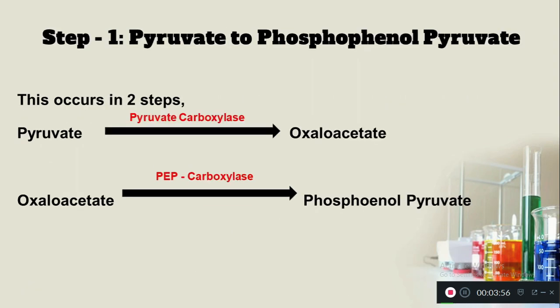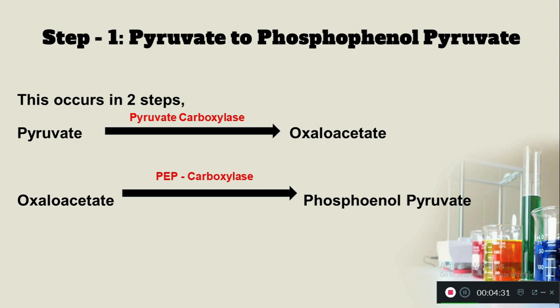The first step, the conversion of pyruvate to phosphoenolpyruvate. So in glycolysis, the last step we are getting pyruvate. So that takes place here. In the first step, what is happening? The pyruvate is converted into phosphoenolpyruvate, but this does not take place in a single step. It takes place in two steps. First, the pyruvate is converted into oxaloacetate with the help of the enzyme pyruvate carboxylase. Pyruvate carboxylase helps to convert pyruvate into oxaloacetate.